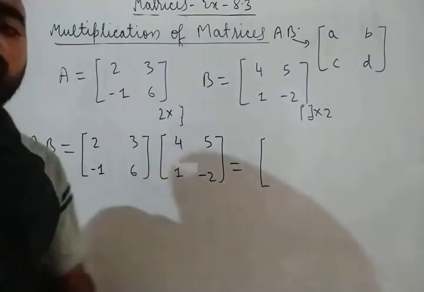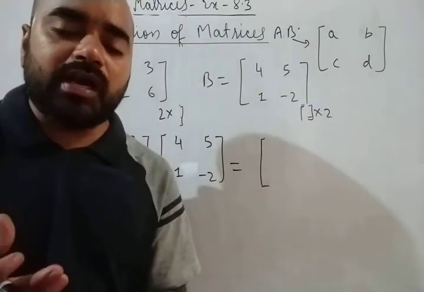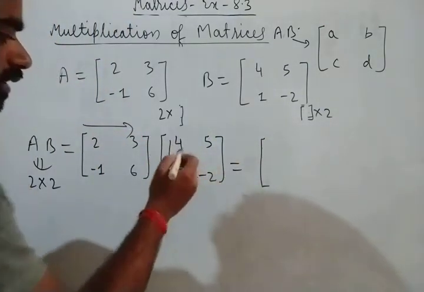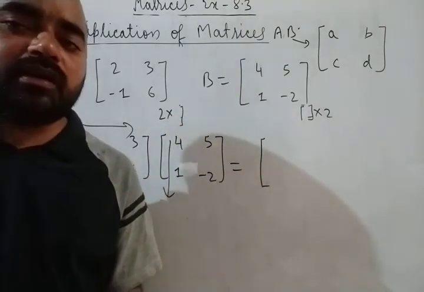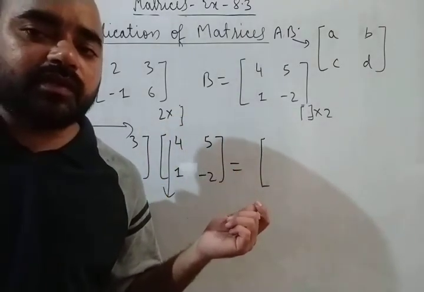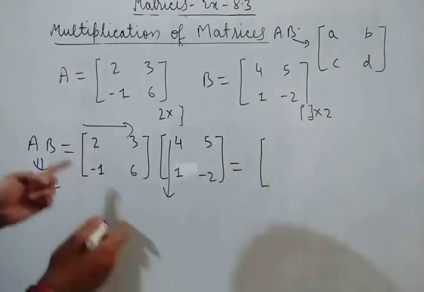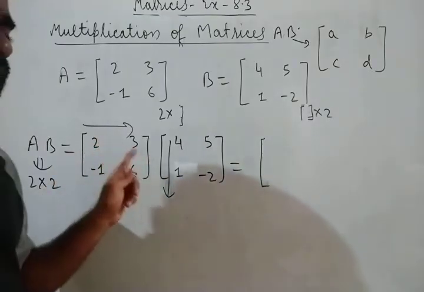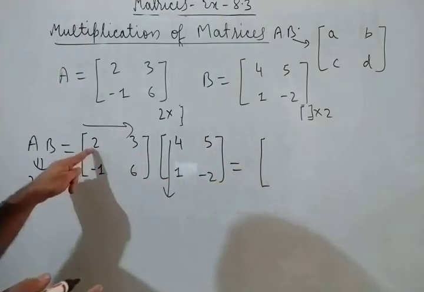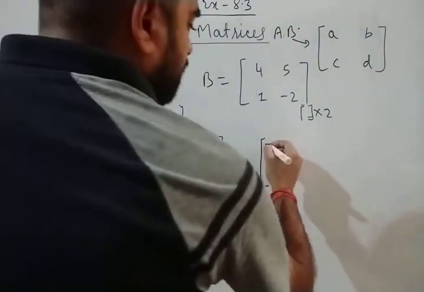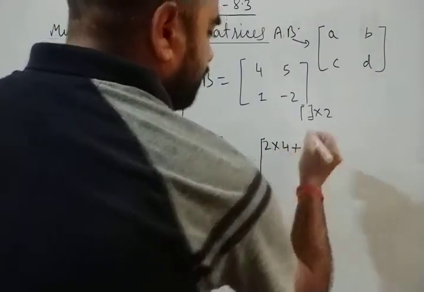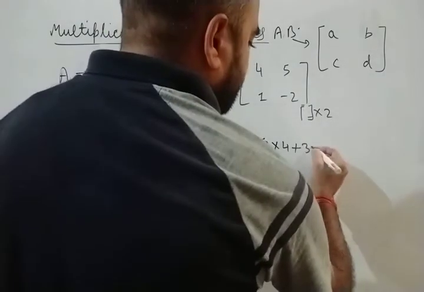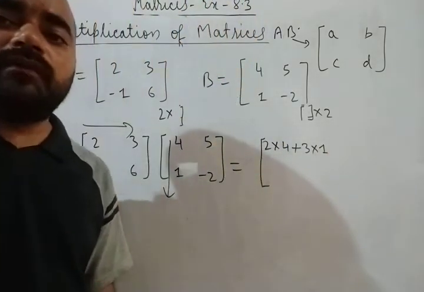I have told you, first we have to start with a row and then multiply by a column. Take the first row, multiply into the first column. How to multiply? We take corresponding elements, multiply them and then add. Here I have taken R1 and C1. First element is 2, here first element is 4, so 2 into 4, and then we add 3 into 1. This will give the first element.